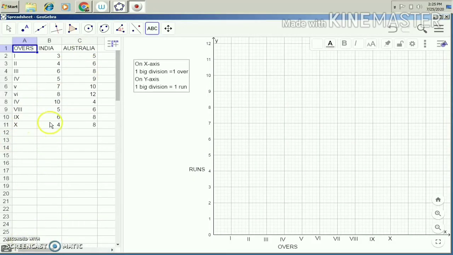So here I have noted down the data. On the left side, overs, then runs scored by India and Australia. So overs are taken along the x-axis, runs are taken along the y-axis. You can see here also. Also I have written on the x-axis one big division is 1 over, on the y-axis one big division is 1 run.